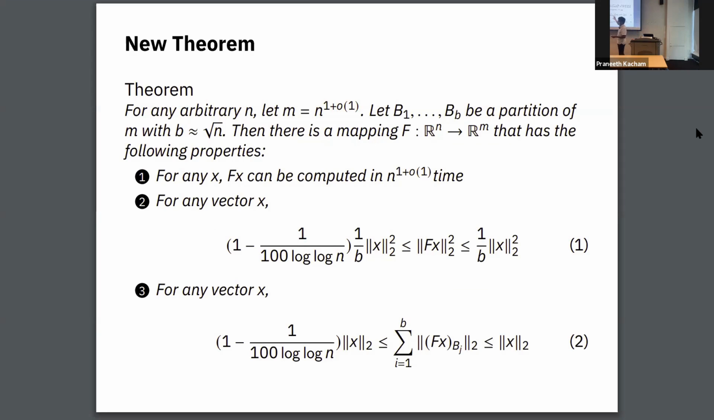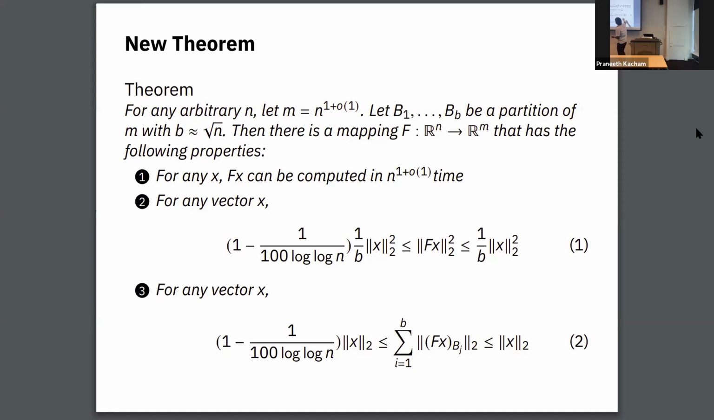You are given an arbitrary n and consider m to be n to the 1 plus little o of 1. So you are given an arbitrary vector x in n dimensions. The transformation spits out a new vector in m dimensions, which is not too large, I mean, just n to the 1 plus little o of 1. Think of it as n log n or so. And you are also given a partition of this m. So the new vector is divided into equal sized parts, around square root n parts.